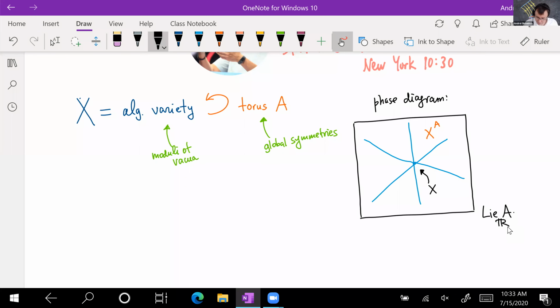If we want an interface between this phase and that phase, some kind of interface here, I'll draw it in green. Well, first of all, I have to have something which connects X and the fixed locus, and also a choice of this chamber. That's a choice. This chamber here is a choice of attracting and repelling directions.